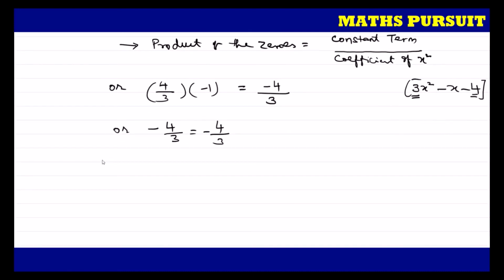Therefore, I can write left hand side is equal to right hand side. So this is also verified for the product of zeros. This is also verified that left hand side is equal to right hand side. And I can highlight this one where we said left hand side is equal to right hand side. Hope, guys, we are very clear on what we did.